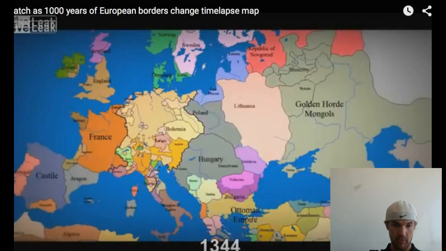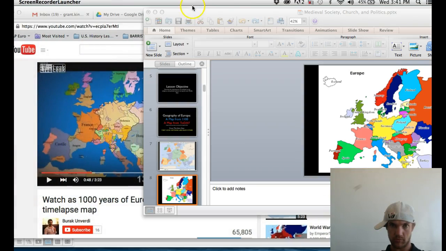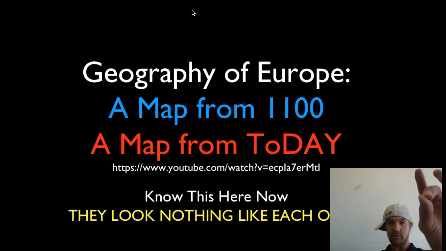So I'm going to stop right here. Ooh, I got it. 1350. So pause. Okay, so what we're keeping in mind is remember that these borders of Europe are changing over time, and a map from many years ago is going to look very different from the map you see today. So keep that in mind.